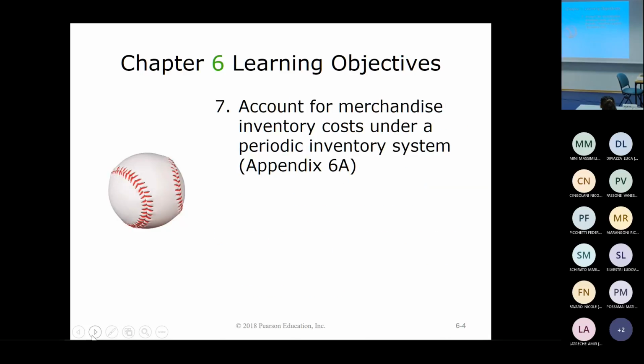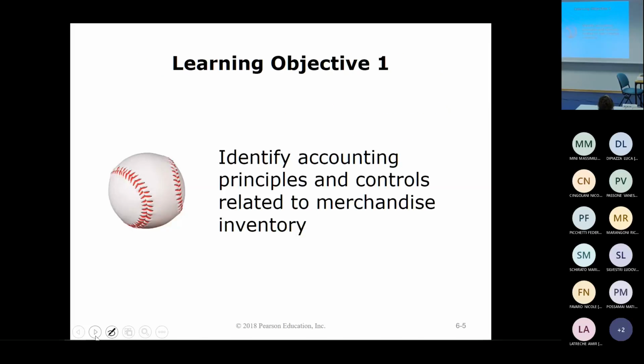And we also need to apply the merchandise inventory cost under the periodic inventory system, which is going to require a different approach to what we are seeing here. You get different results. When you use the perpetual system or the periodic system, if you apply LIFO, or for instance, average cost, you don't get the same result. You get different results. Let's proceed with the order.